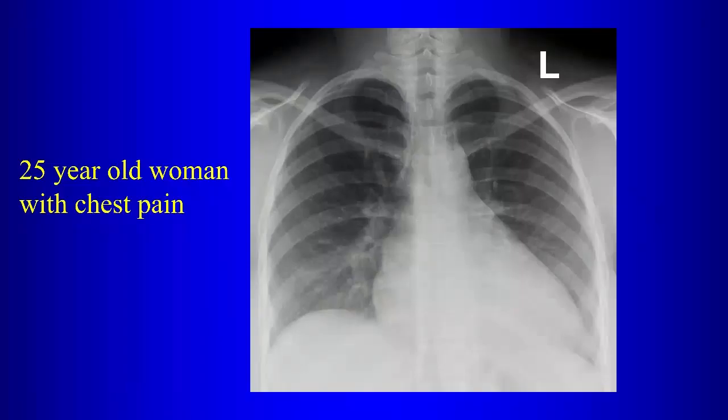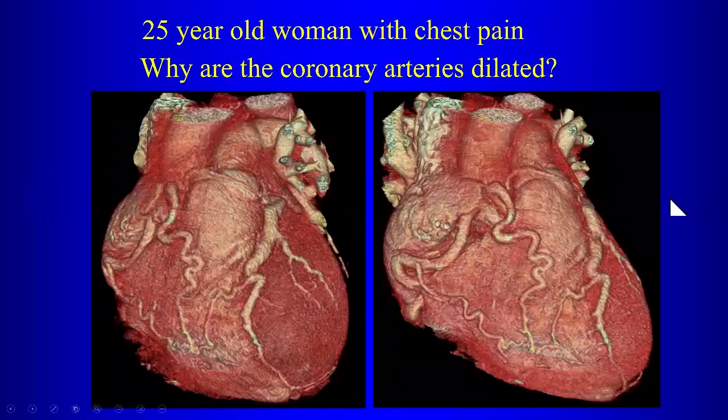All right, so this is a 25-year-old woman who has chest pain, and she has a big heart here on the chest radiograph, and of course that means she gets a coronary CTA. So, Sam, what do you think of the CT here?